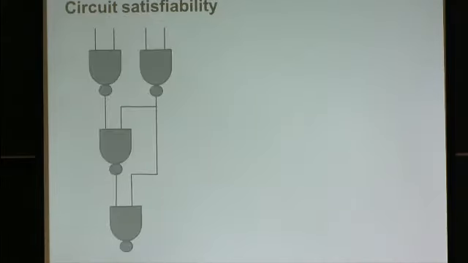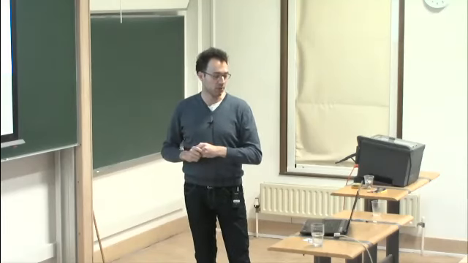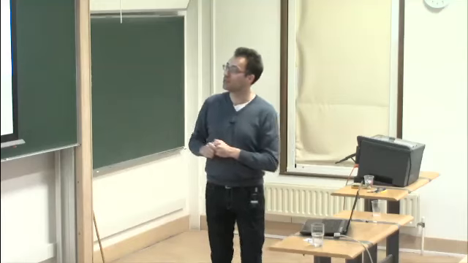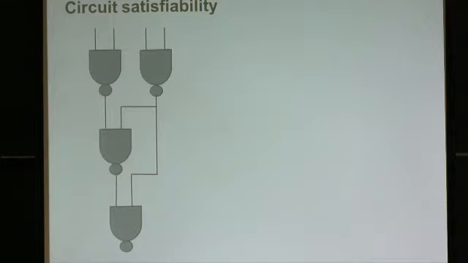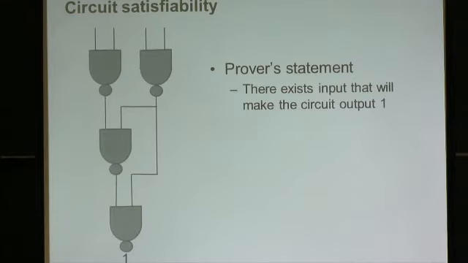Okay, so what I want to do now is give the high-level view of how we put these things together to get a non-interactive zero-knowledge argument. What we have is a circuit, and the prover's statement is that there's some input that will make this circuit output 1.